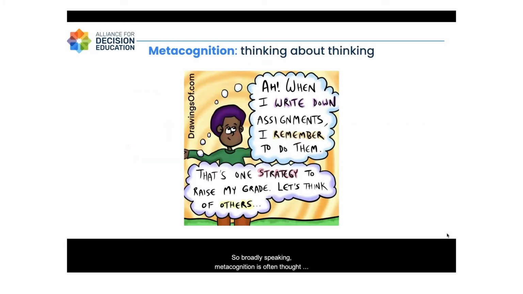So broadly speaking, metacognition is often thought of as thinking about thinking, but it's more complete to describe it as including knowledge, awareness, and control of one's own thought processes. This comic here does a nice job of illustrating what this could look like. So this student here is thinking about the process of writing down their assignments. They are aware of how this process helps them to remember to complete their assignments and how this in turn impacts their grades. And also they are thinking about what else they could have control over that would result in a similar outcome. So this student is demonstrating a knowledge, awareness of, and control over their thought processes.